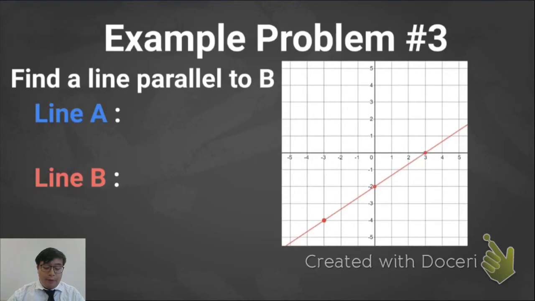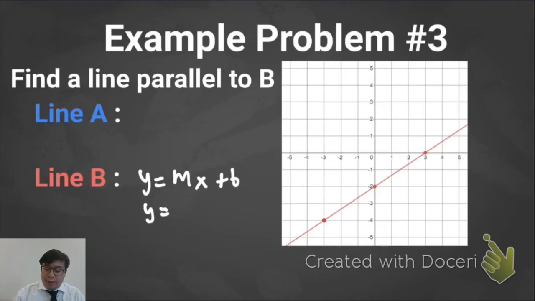I know that the template for a linear equation looks like this: y equals mx plus b, where m is going to be my slope and b is going to be my starting point, or my y-intercept. And so to find the equation for line B, first I need to find the slope.